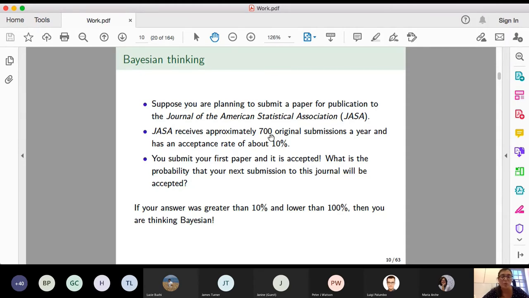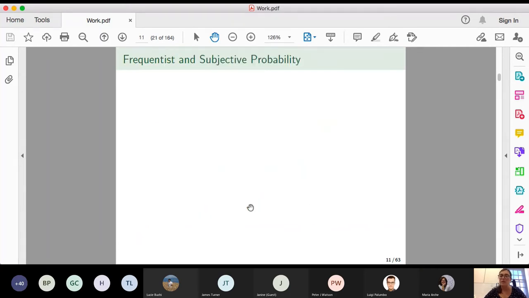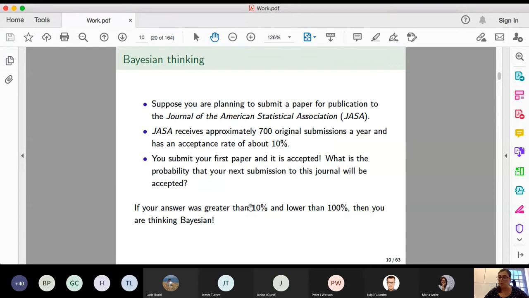And now, in the Bayesian view, that means that the probability that your second paper will be accepted as well is greater than 10%, because we have new evidence. And the new evidence is that your first paper that was submitted to this journal was accepted.